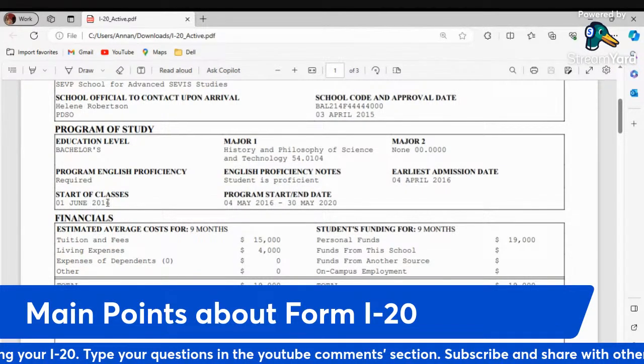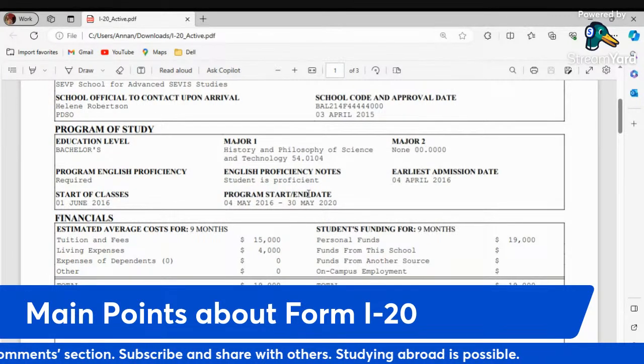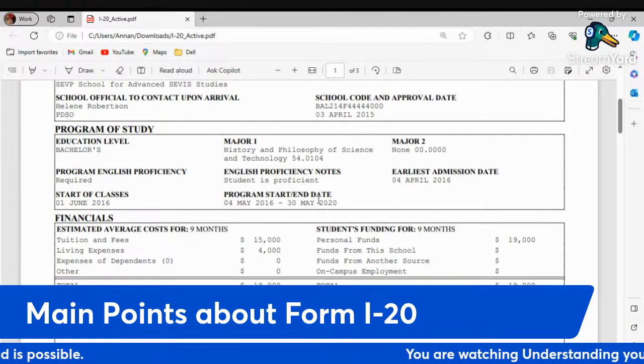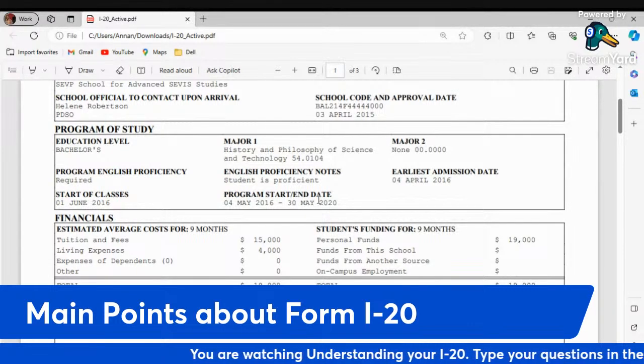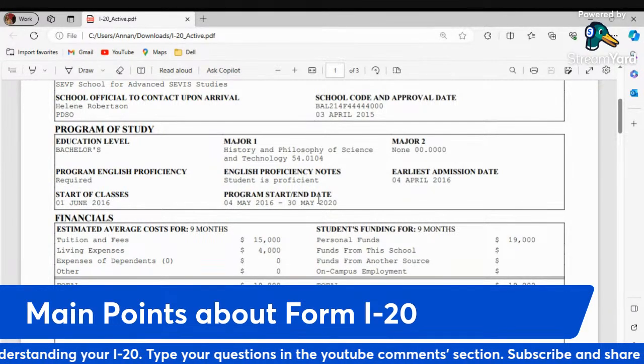Start of classes, that is the day classes will start. The program start date and the end. So if you are coming for, let's say, masters, which is 2 years, you are starting somewhere in, let's say, January 2024. It means that you complete somewhere in January or February 2026. So you have to pay attention to the program start date.